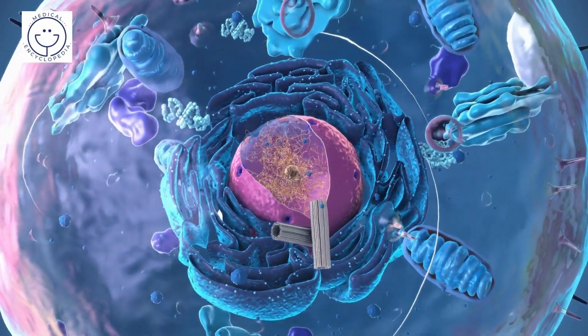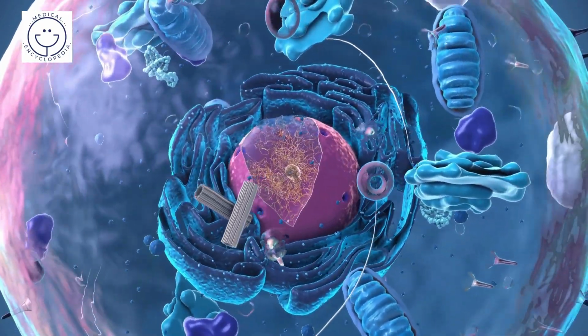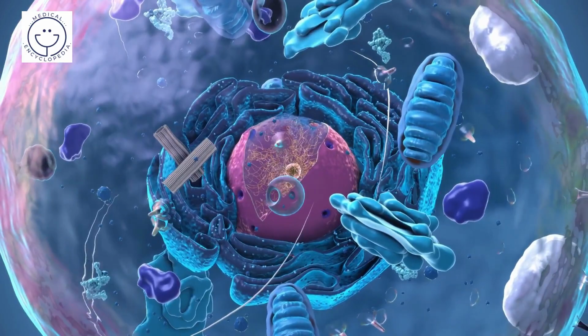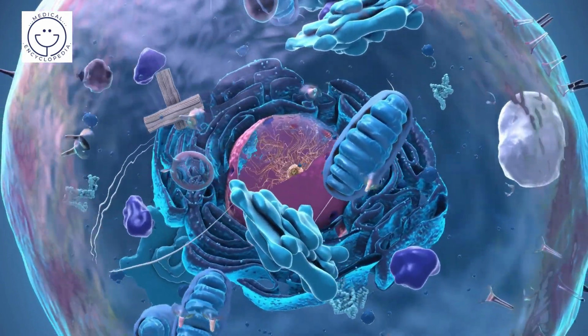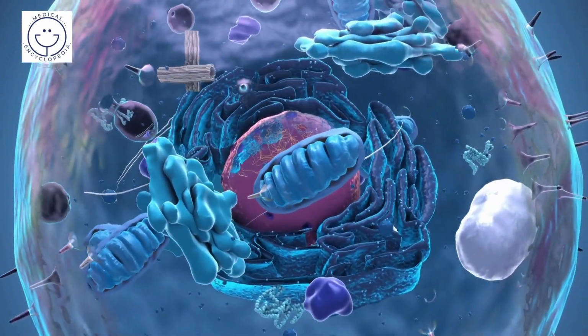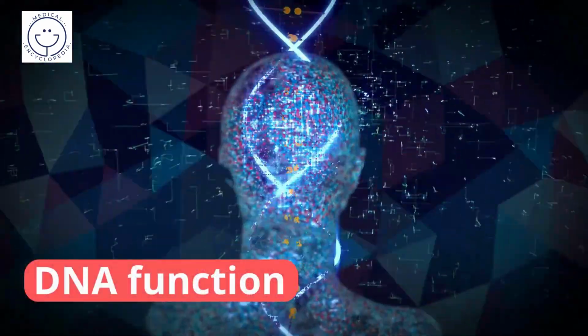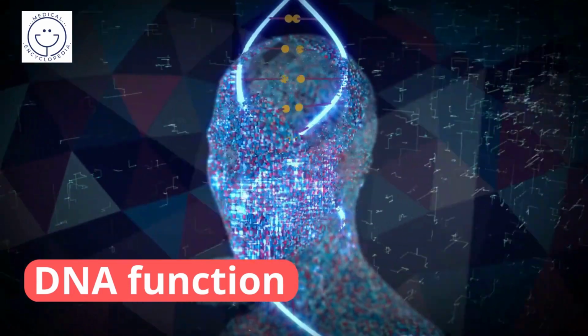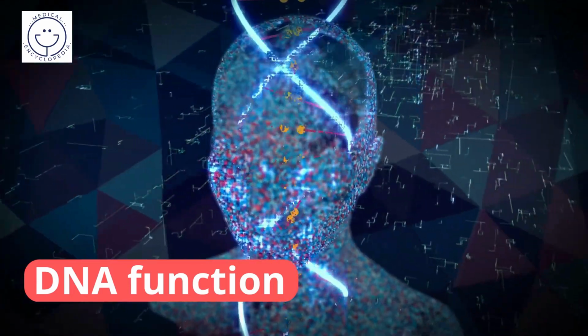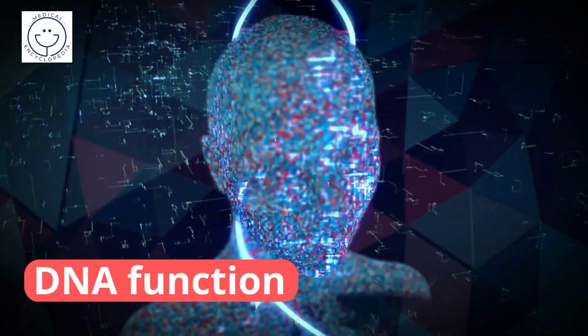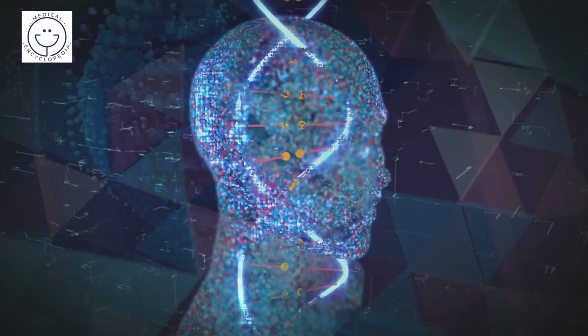DNA is found in the nucleus of every cell and is protected by the nuclear envelope. When a cell divides, DNA is replicated so that each daughter cell has a complete copy. DNA function. But how is DNA information used to control cell function and growth? The answer is through gene expression.